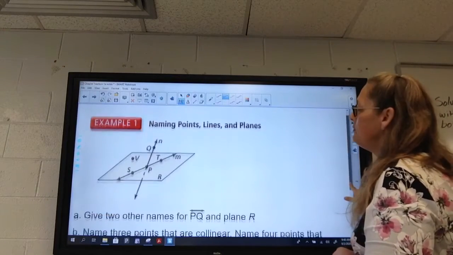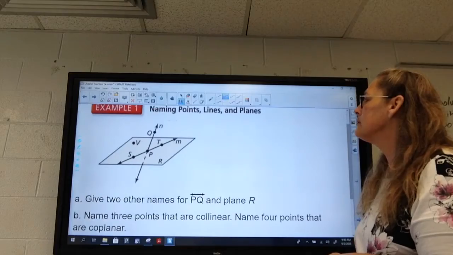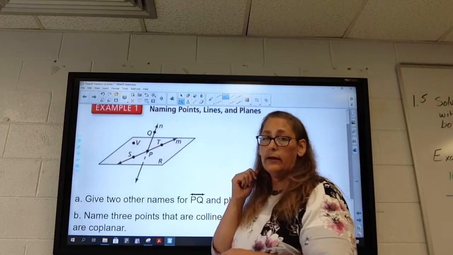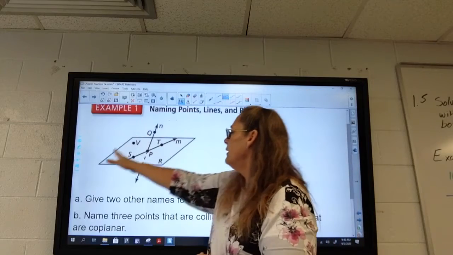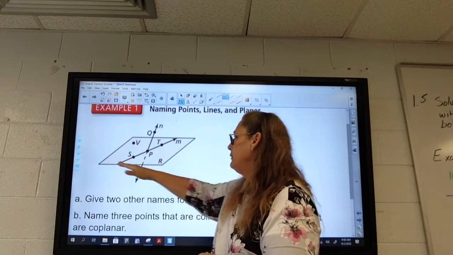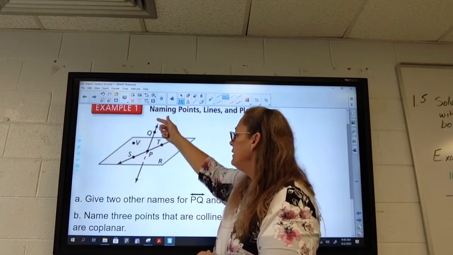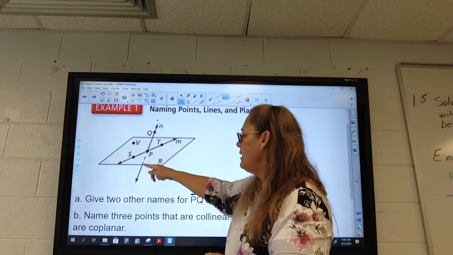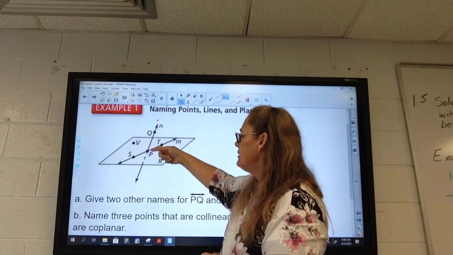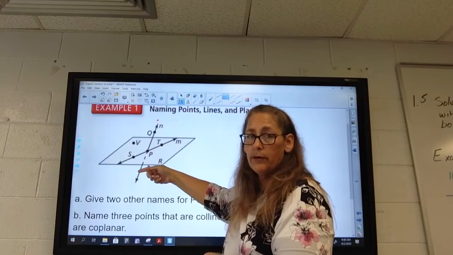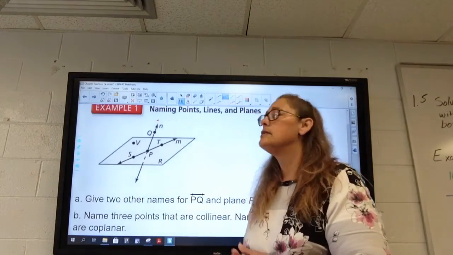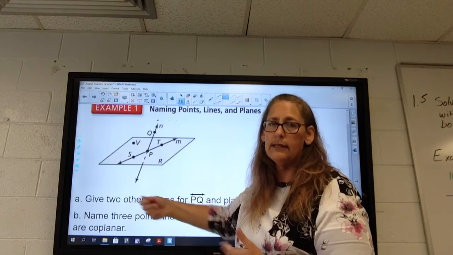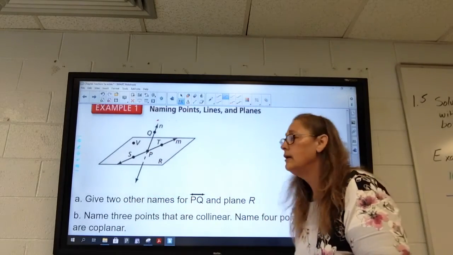So let's look at some naming points, lines, and planes. With this picture, this whole lot going on. This rectangle here is your plane. This is a line. This is a line. See how the line is solid here, stops, and it's dotted, and then starts again? That's like putting a pencil through a piece of paper where you only see part of it. So this you can see, but that goes behind the paper. You can't see it, but it is still there.